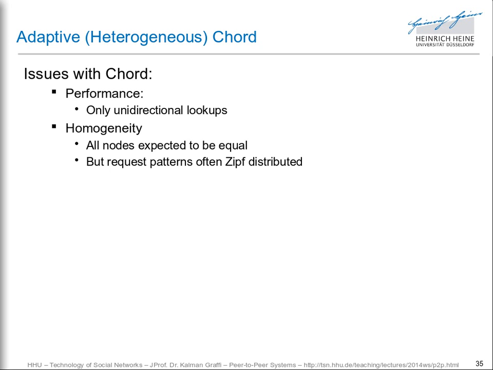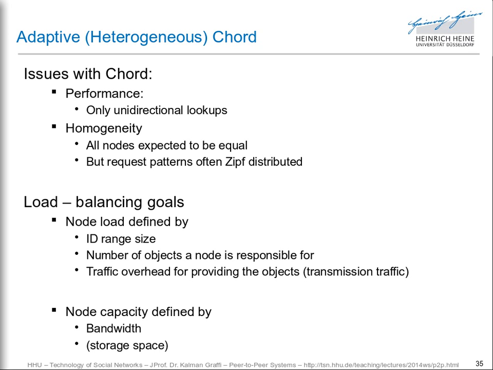This means that there does exist popular data, which is maintained by a random node, which may be overloaded because this is popular and a lot of nodes request this data. So how can we fix this?